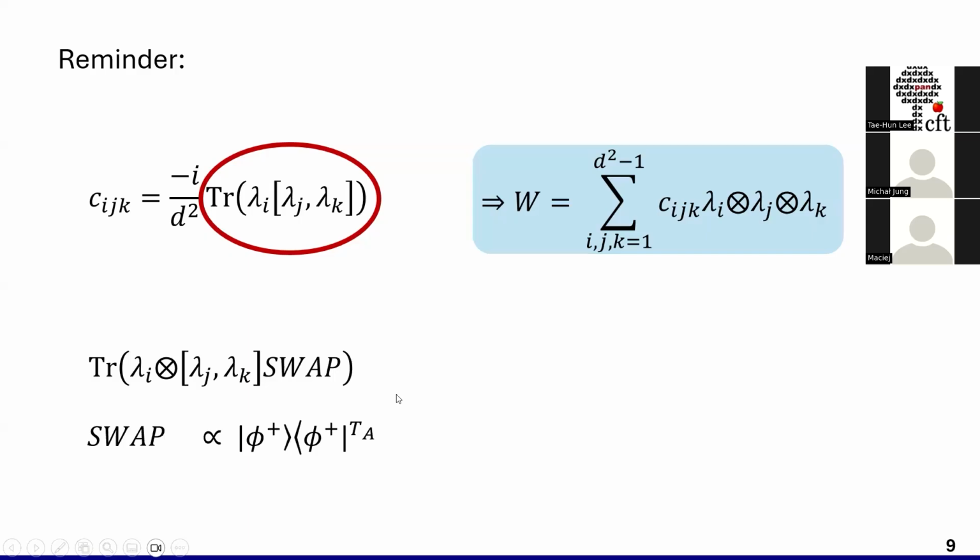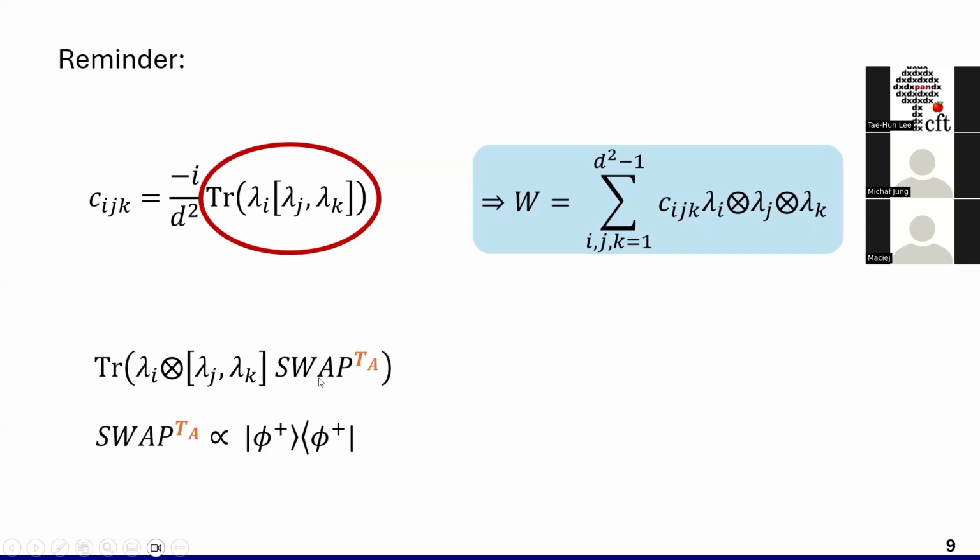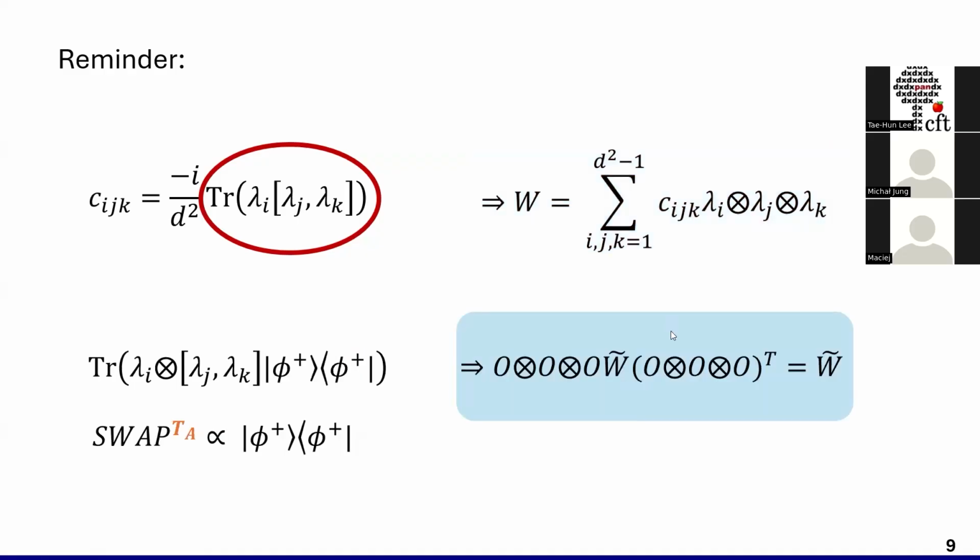And if we now apply the partial transpose, we have that the swap operator partially transposed is proportional to the maximally entangled state, which means we would replace the swap operator here by the maximally entangled state projector. If we plug this back into the state operator W, it inherits this property that it's now orthogonally invariant. By replacing these, we get an operator W tilde, which is invariant under orthogonal transformations.